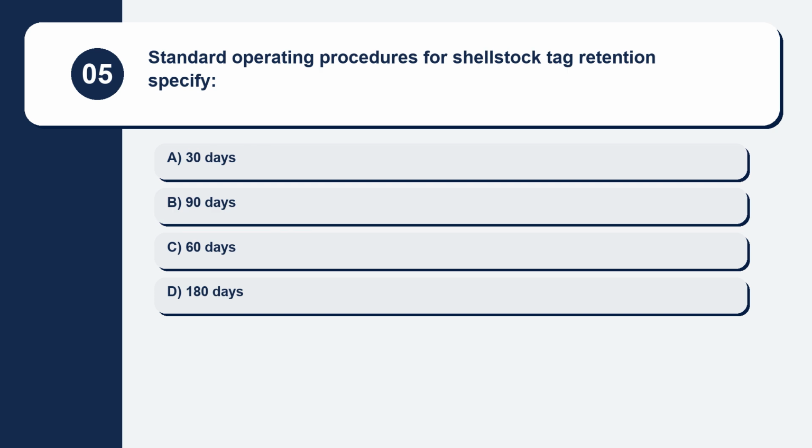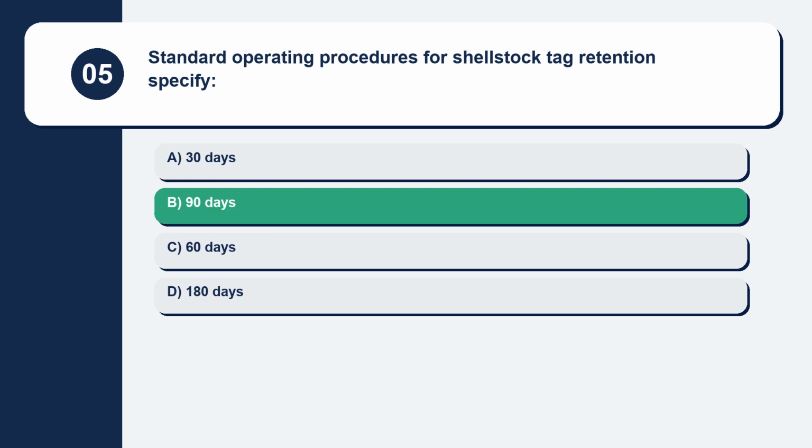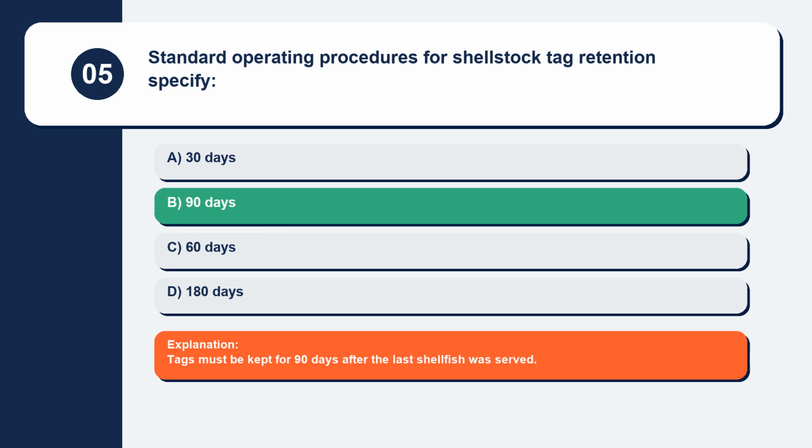Question 5. Standard operating procedures for shellstock tag retention specify: 30 days, 90 days, 60 days, 180 days. Tags must be kept for 90 days after the last shellfish was served.